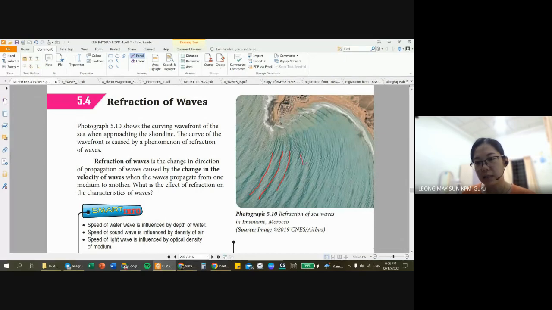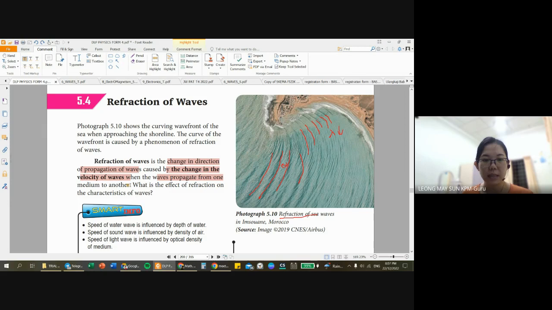As it gets closer towards the shore, you would notice that the wavelength, which means the distance between two wavefronts, actually decreases. The main reason is because refraction of wave has occurred. So what is refraction of wave? Refraction of wave is the change in direction of propagation of wave caused by the change in velocity of the wave when it propagates from one medium to another medium.